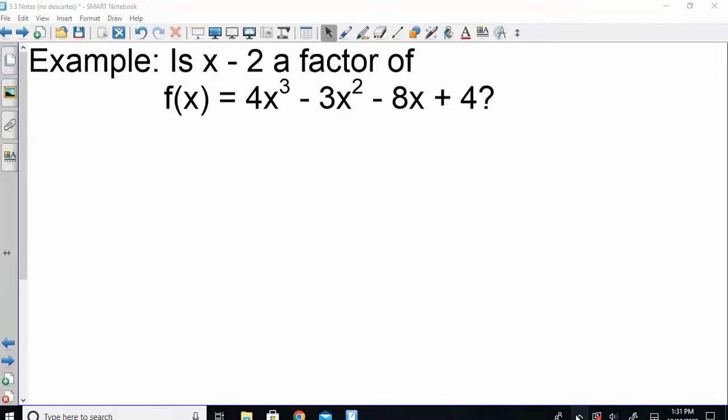You guys do this one on your own. And what did you get for f of 2? 8. So is it a factor? No. All right. So again, we could be doing all these with synthetic division, but if all I'm asking is, does it go evenly? This is a faster way to get there.